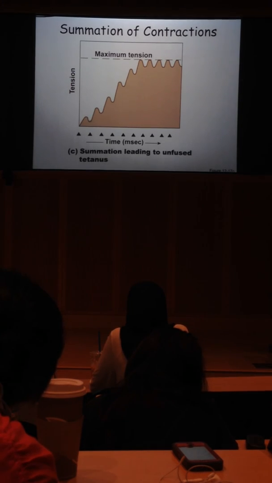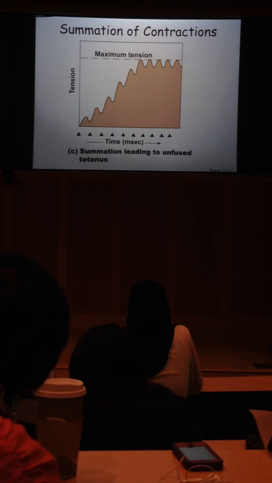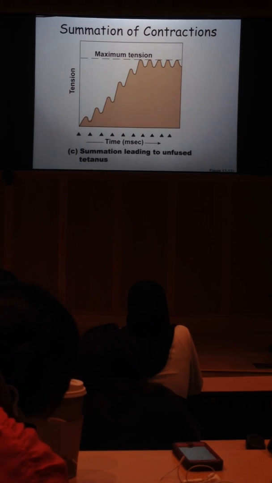And you can see that here. As you keep stimulating, you're stimulating again before there is a relaxation of the first muscle twitch, so you start adding a summation. And that allows you to have the maximum tension, the maximum force that the muscle can generate. Now in this case, it's called unfused tension.